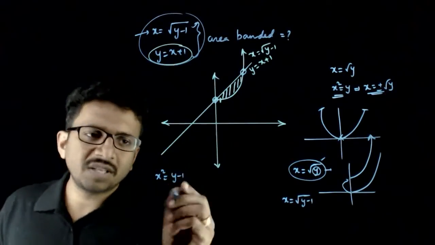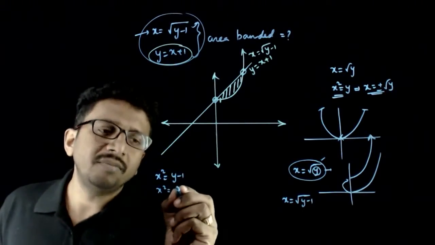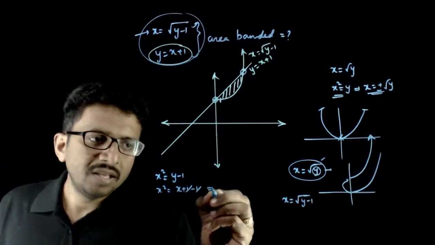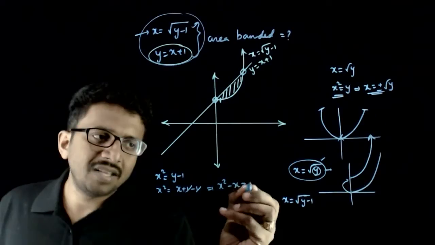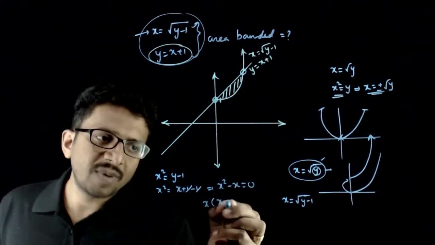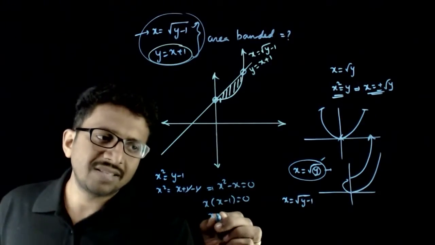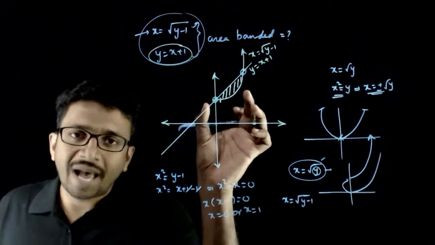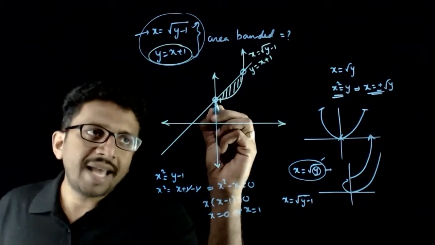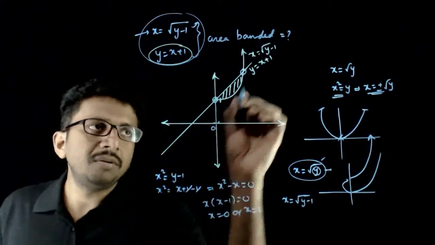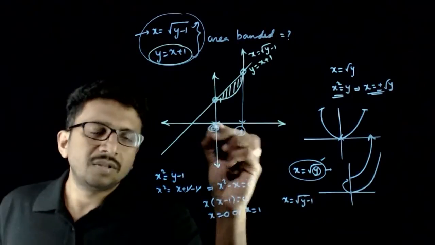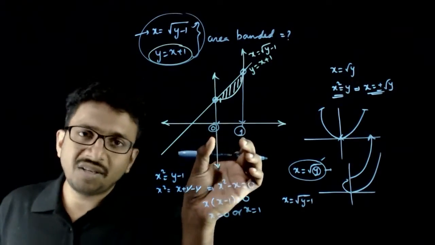So x square is equal to y minus 1, and y is equal to x plus 1. So x square is equal to x plus 1 minus 1. Minus 1 plus 1 gets cancelled. x square minus x is equal to 0. x into x minus 1 is equal to 0. So x is equal to 0 or x is equal to 1. That means the x values of the points of intersection are 0 and 1.